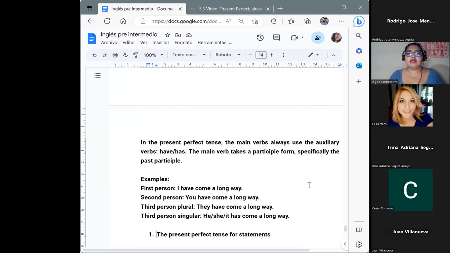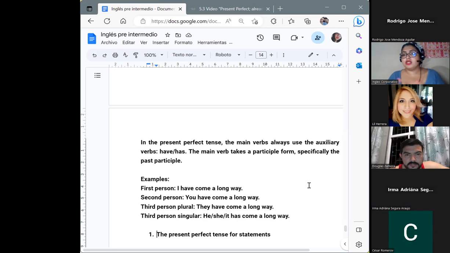Yesterday, I sent you a link in which you can find the different tables in which you are going to find the correct form of the verb that you are going to use with this structure. Then we have these examples using the different persons that we have in English: first person, second person, third person plural, and third person singular.